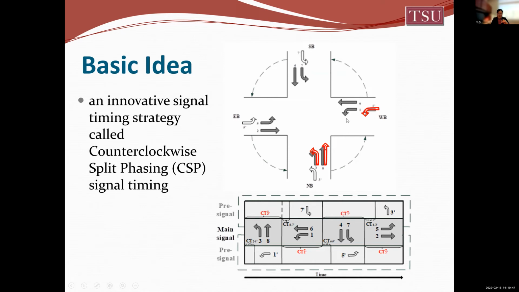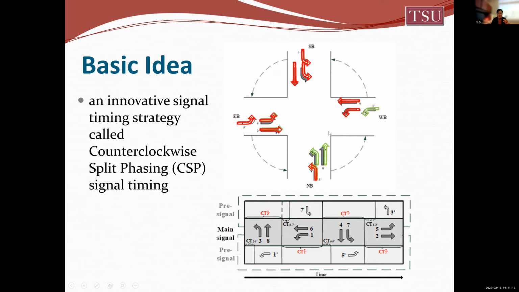After that, we switch the green light to the westbound. Then all the vehicles that entered the Contraflow left turn lane can be cleared from the westbound. And the same thing, later we switch to the southbound. And after that, we can switch the green light to the eastbound. In this way, the Contraflow left turn lane design can work with split phasing.